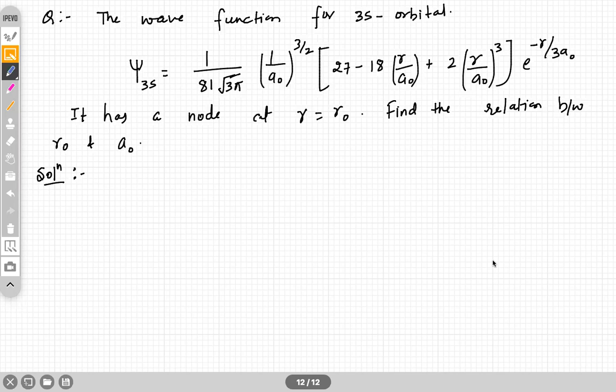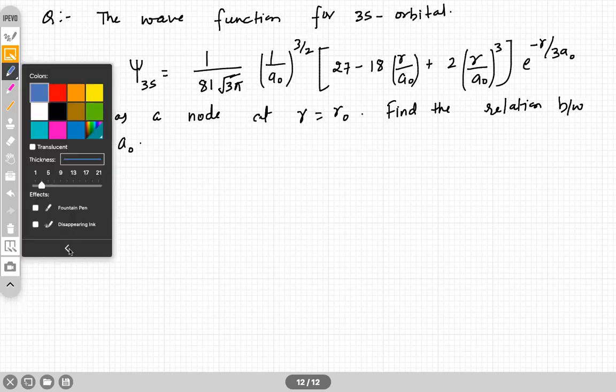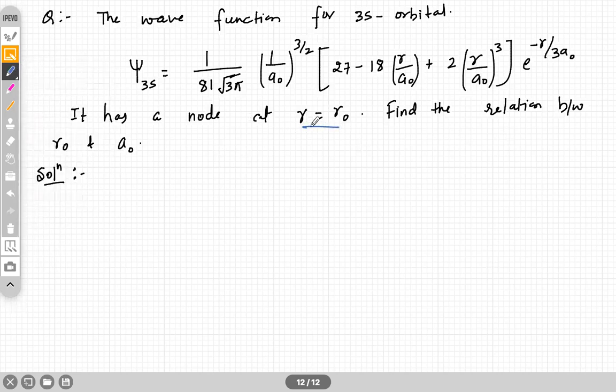Yes, Aditya, that's correct. Because r naught is the nodal surface, you have to put psi equals 0. Very simple question. It looks very complex here, but the question is quite simple. It is simply given that at r equals r naught we have a nodal surface, so when you substitute r as r naught, psi 3s would be equal to 0.